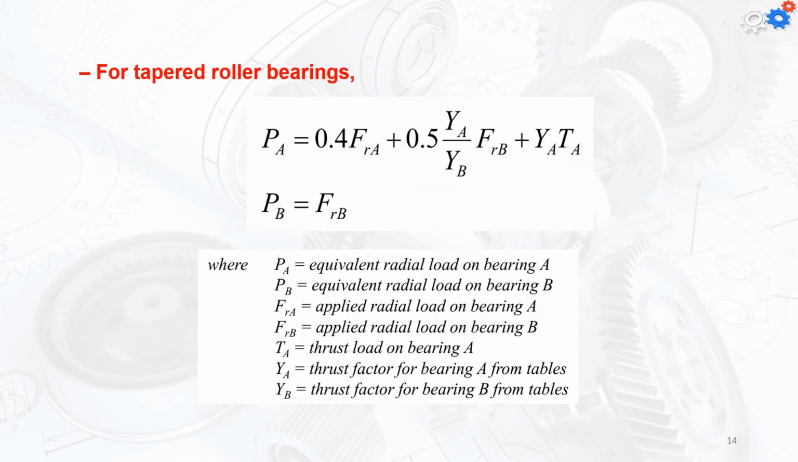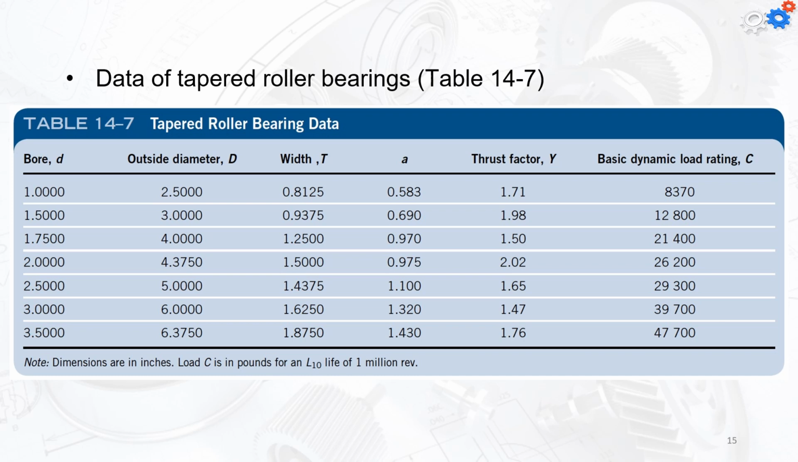For the tapered roller bearings, we're going to have two bearings, A and B. So we can have two equations to calculate the PA and the PB. The data of the tapered roller bearings is given in table 14.7. You can see that we are going to have different bore diameters, different outside diameters, the width, the A value, the thrust factor Y, and the dynamic load factor C.